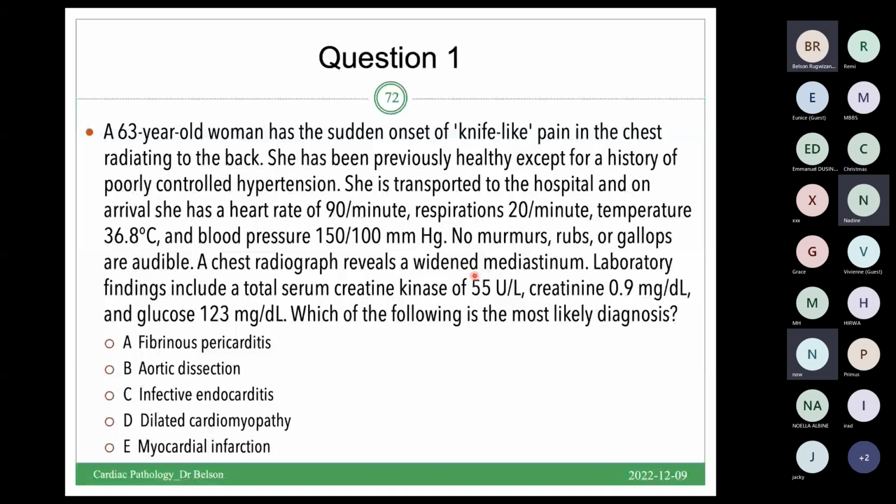So it will be aortic dissection. So what are the indications for this explanation?